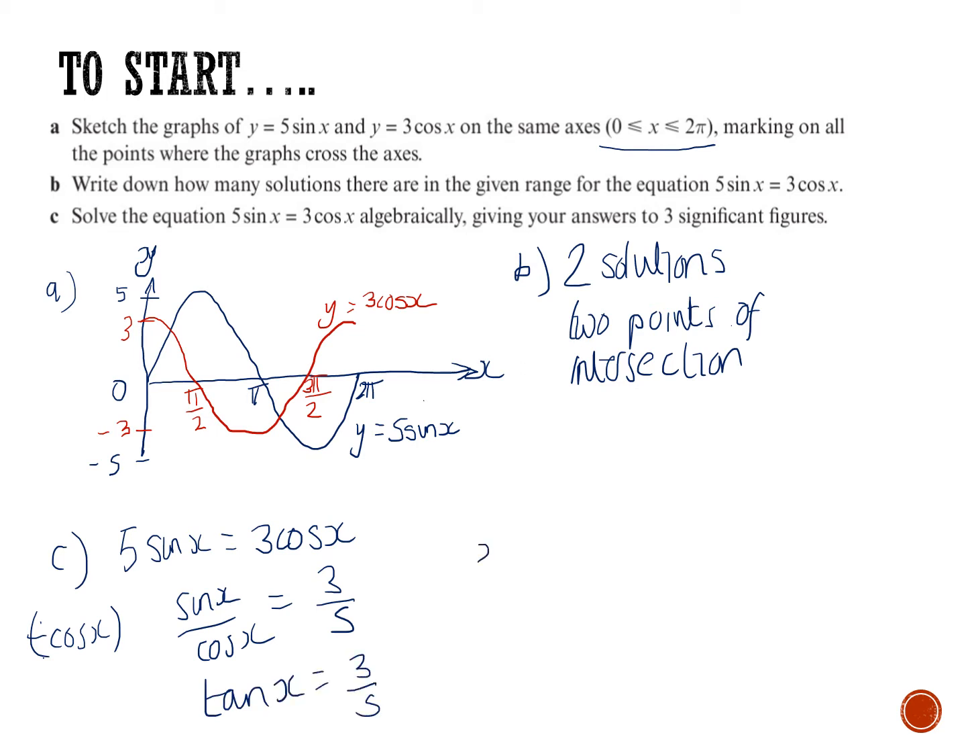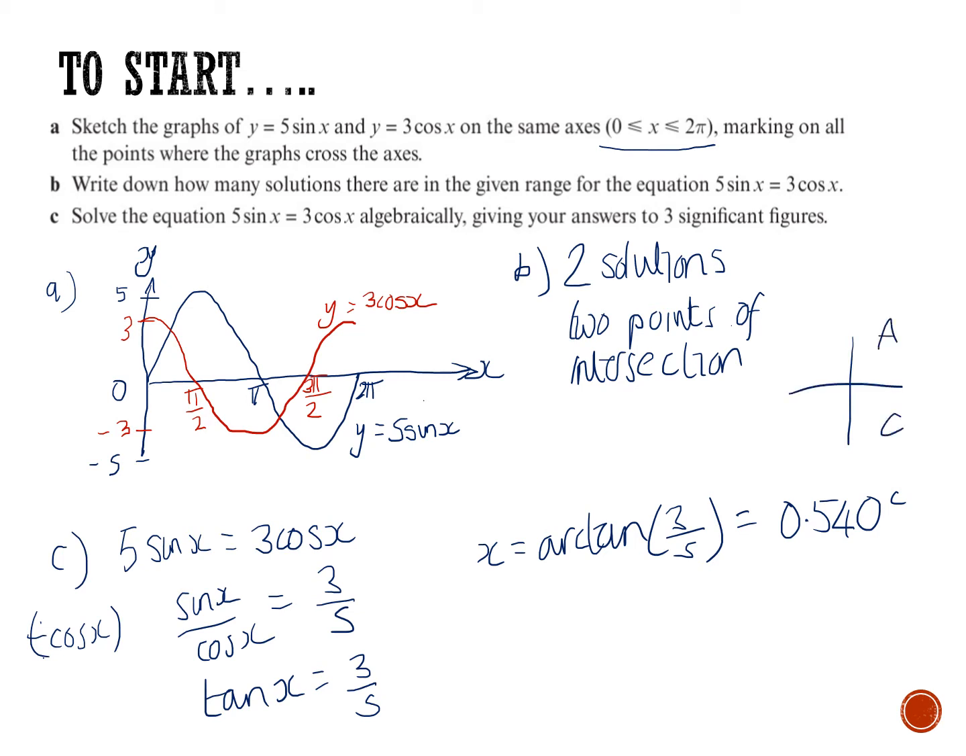How do we solve that? Inverse tan of 3/5. Make sure your calculator is in radians, pop that into your calculator, and to 3 significant figures, 0.540. Now use your CAST diagram, CAST.